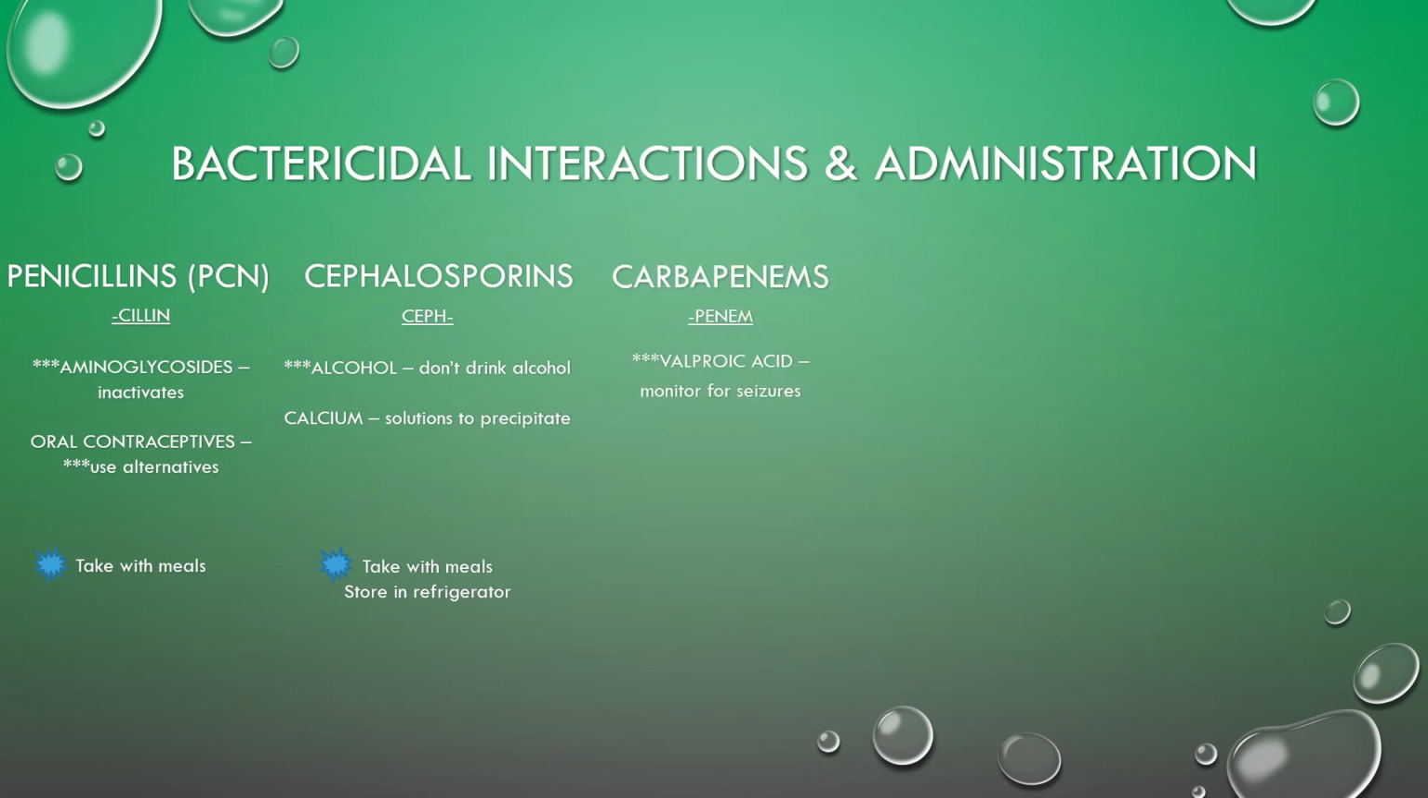Carbapenems, if they're also taking valproic acid, monitor for seizures. Valproic acid is a medication for seizures, so essentially carbapenems is going to inactivate their seizure medication. And so remember your neuro effects. Aminoglycosides, like it says in the penicillins, if you mix aminoglycoside with the penicillin, it inactivates both of them. So it's no longer effective. And then if they're taking a loop diuretic, it can increase the risk for ototoxicity, which is that hearing loss.